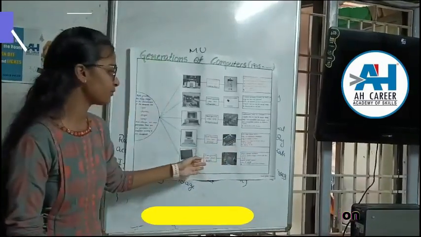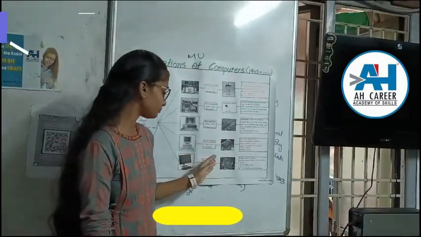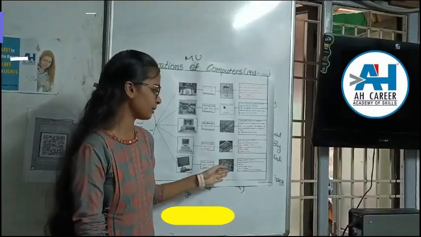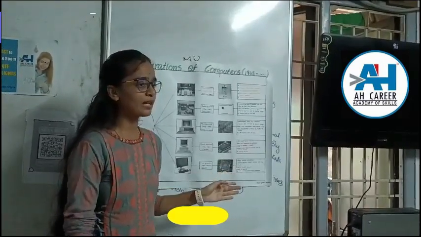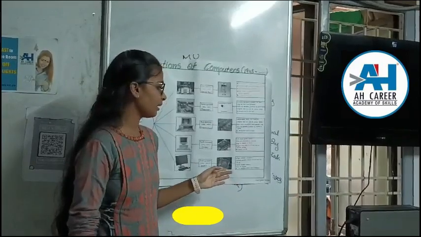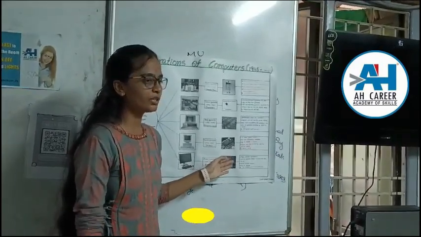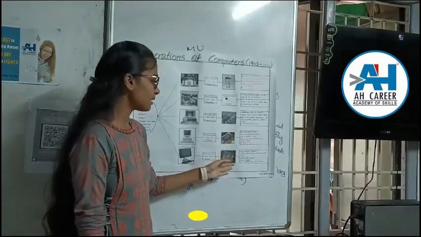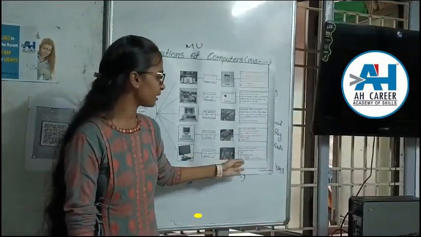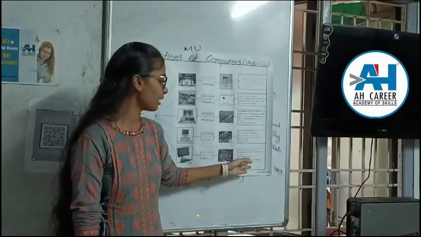In the fifth generation, we use the electronic component ultra large scale integrated chips. In this, the computers are very fast and very accessible. The reliance on the computers is very high. Examples of fifth generation computers are IBM notebooks, Param 10,000, etc.